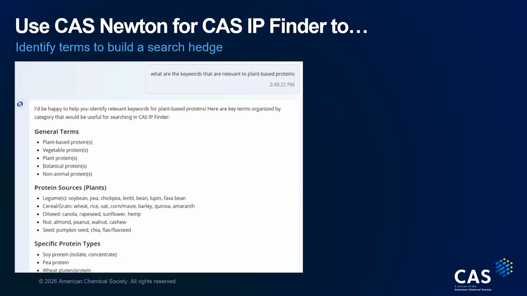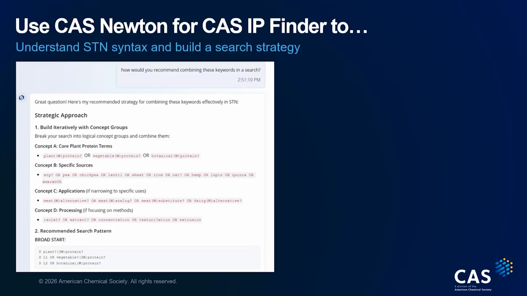Another use case might be assisting you with building a search hedge or a string of synonymous terms for your search. This can be a very useful collaboration tool to help you identify related terminology. You can also use Newton to support you with building your search syntax or strategy. So not only can it be helpful with identifying synonymous terms of interest, but it can also help you with building the actual syntax with using Boolean and proximity operators and truncation operators.